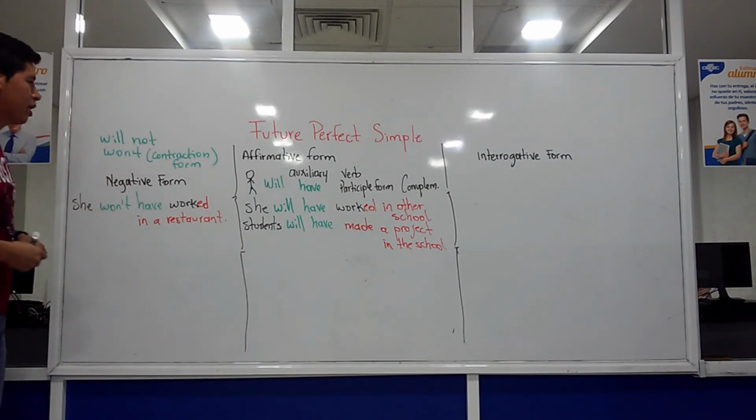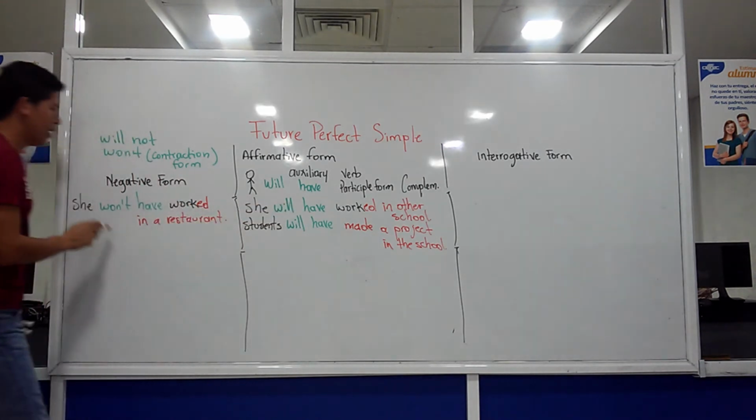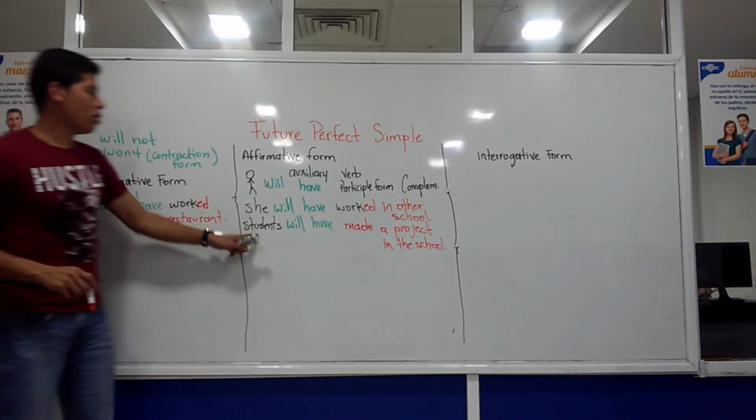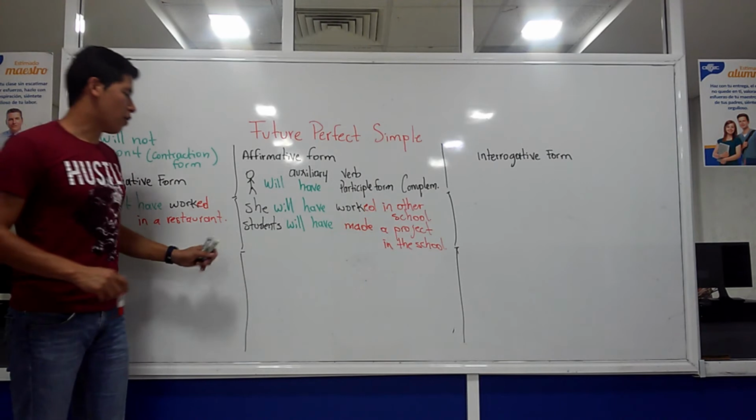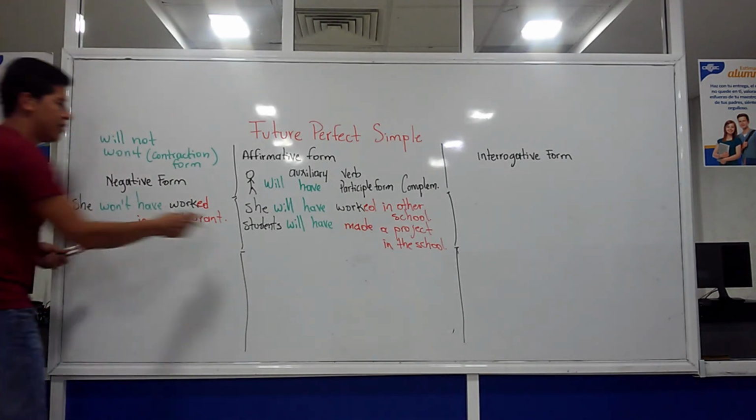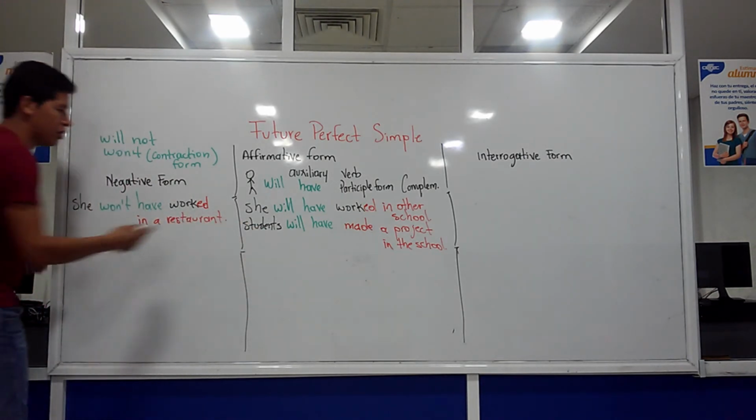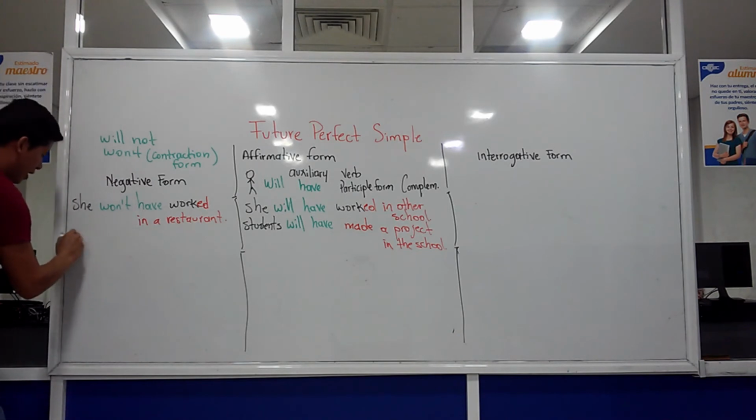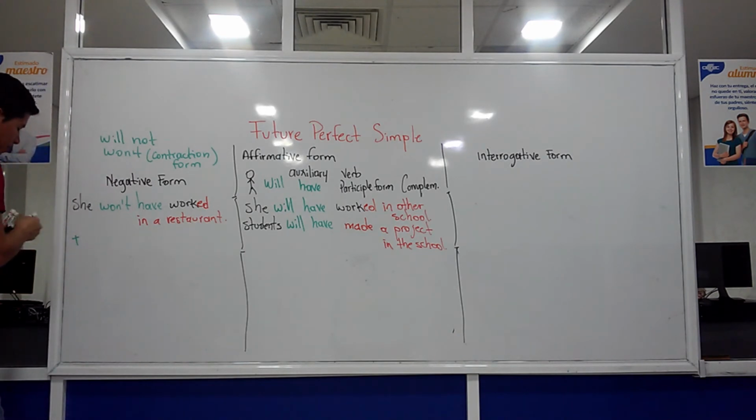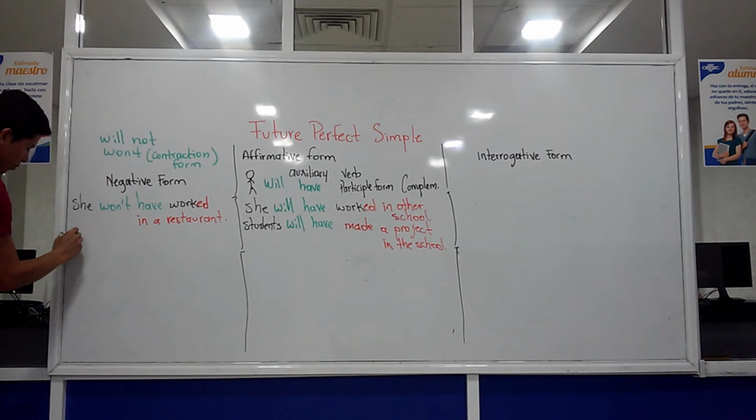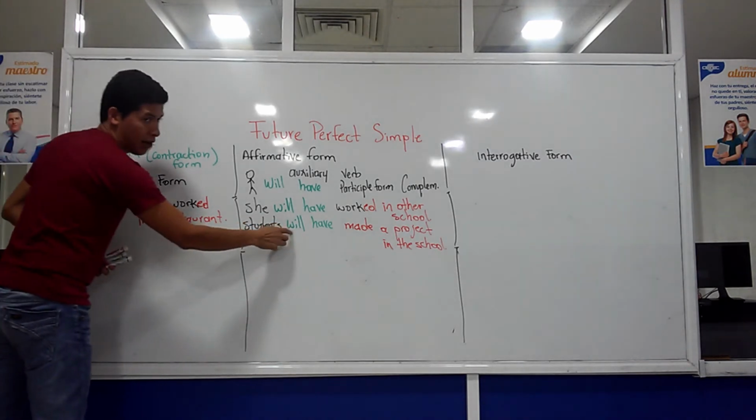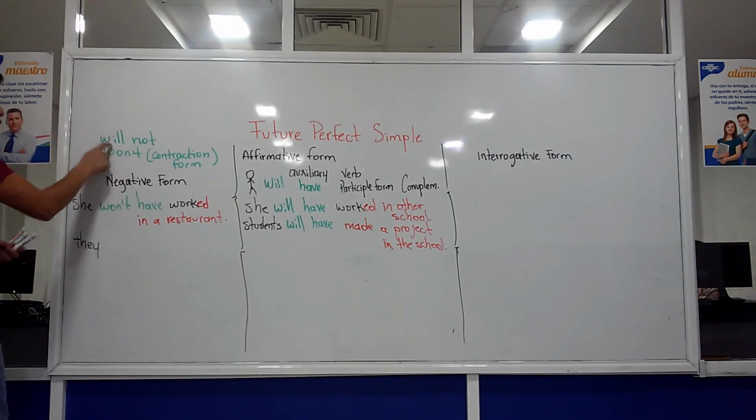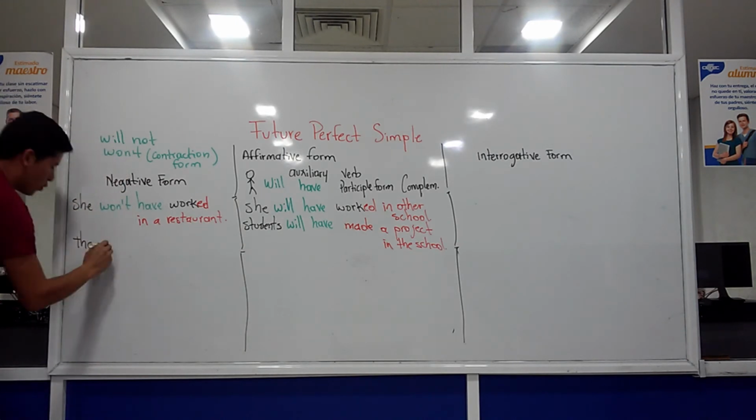Okay, and right now that example is in negative form. I'm going to use this in negative form. Students, I say they because I refer to students. I say they. They, I use negative form. Want, will not. I use want.